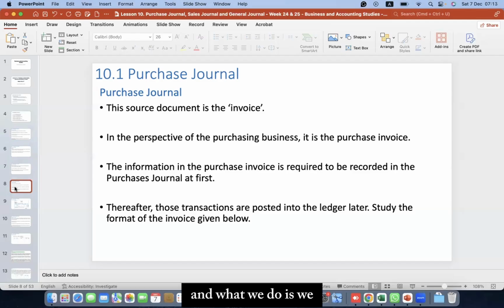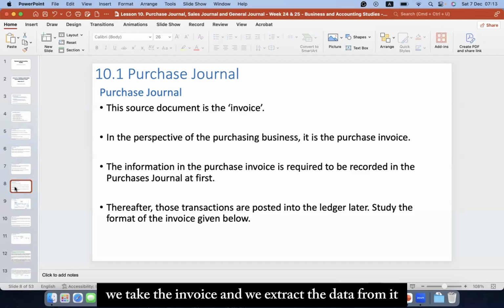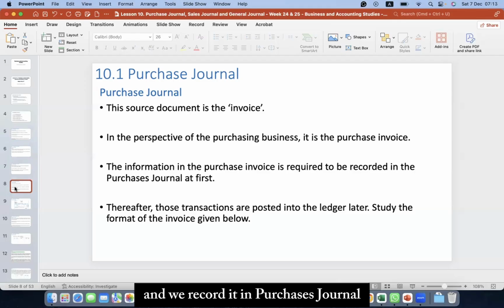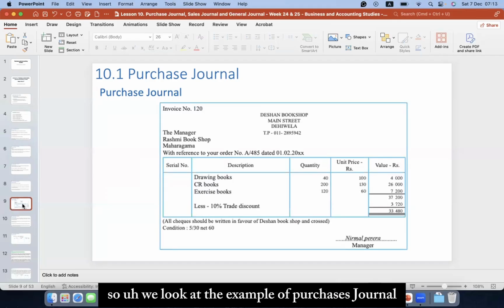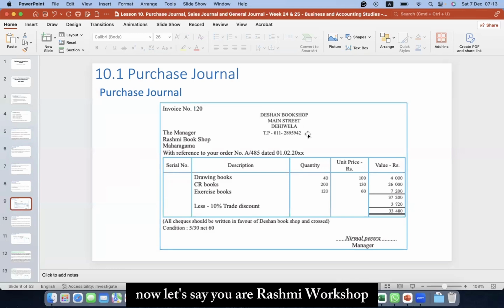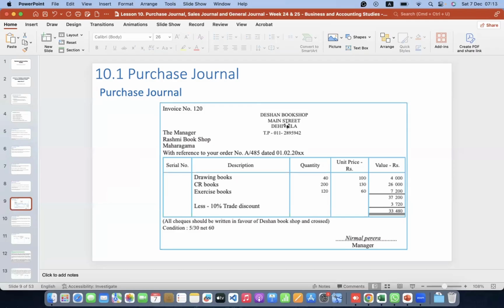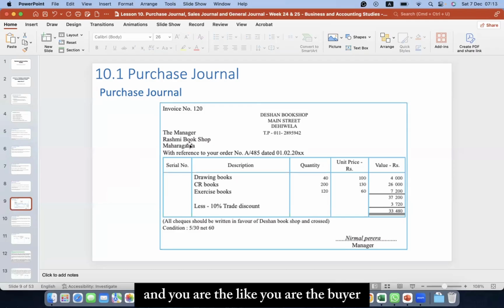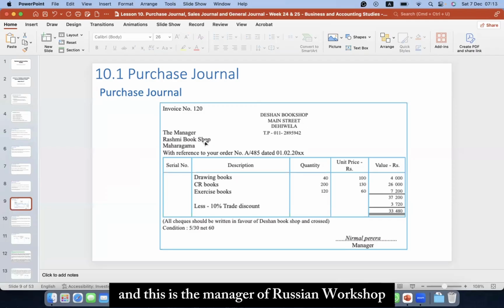What we do is we take the invoice, extract the data from it, and record it in the purchases journal, and subsequently we post them into the respective ledgers. So we look at an example of a purchases journal. For example, this is issued from Deshan Bookshop. Now let's say you are Rashmi Bookshop, who is buying from Deshan Bookshop, and this is your purchases journal. Deshan Bookshop is the issuer of this purchases invoice, and you are the buyer.